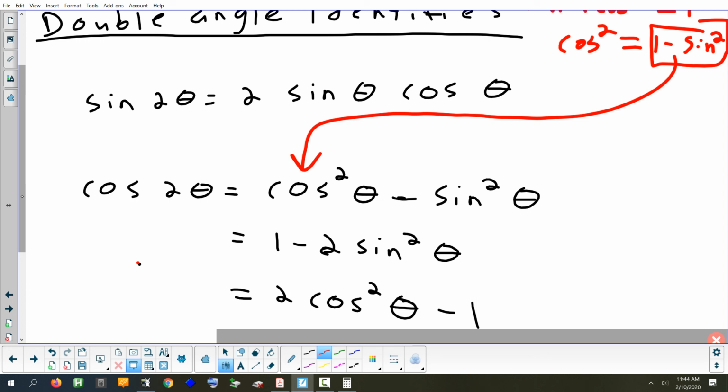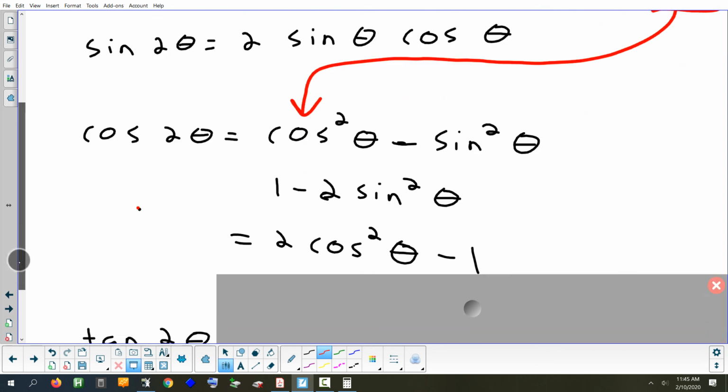I don't really like the top one as much because it takes what was just one trig function before and now introduces 2 of them. That complicates it a little. But it's a good starting point to figure out the other 2. So that's why we do it.